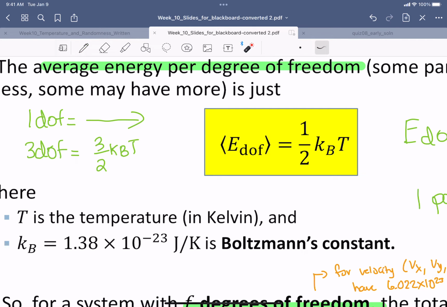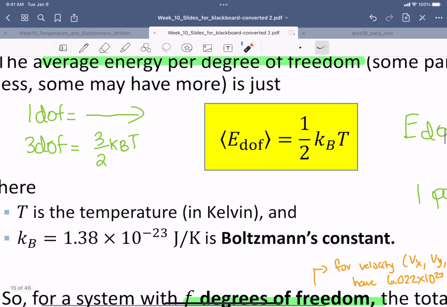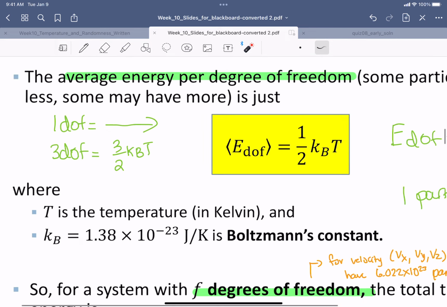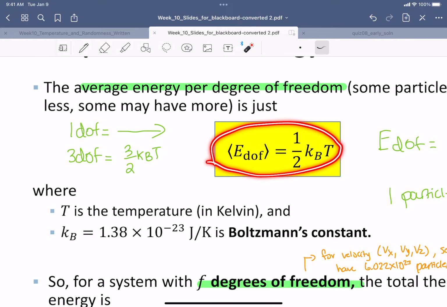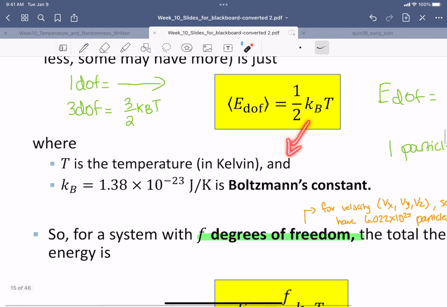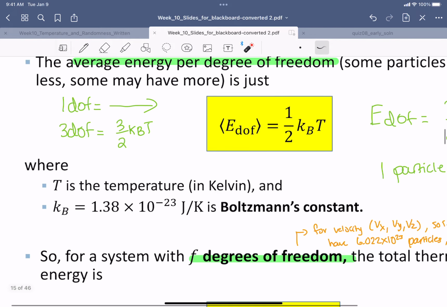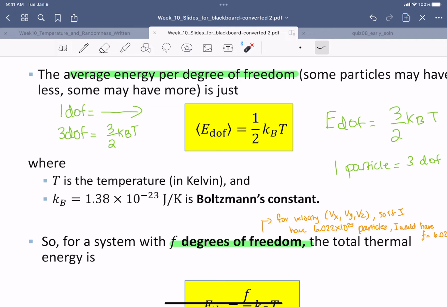Because in this case, I'm looking for the average kinetic energy of a whole particle. This is just the average energy per degree of freedom. So if I multiply this by 3 degrees of freedom, that'll give me the average kinetic energy of a particle, because we know a particle has 3 degrees of freedom. So this is just saying the average kinetic energy for 1 degree of freedom. If I have 3 of them, it would be 3 times this.